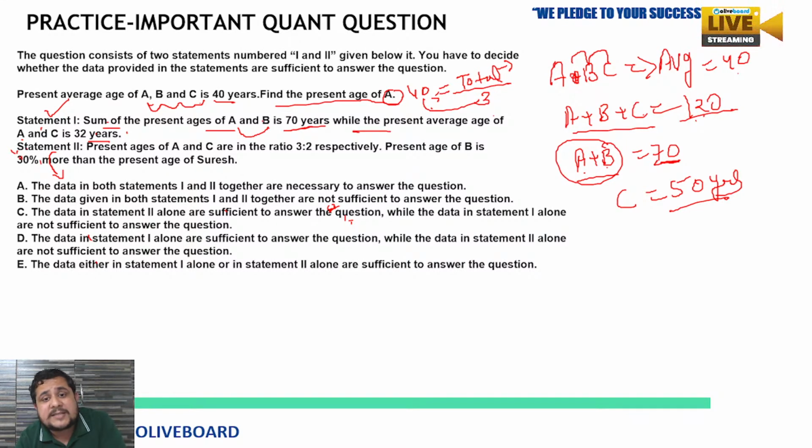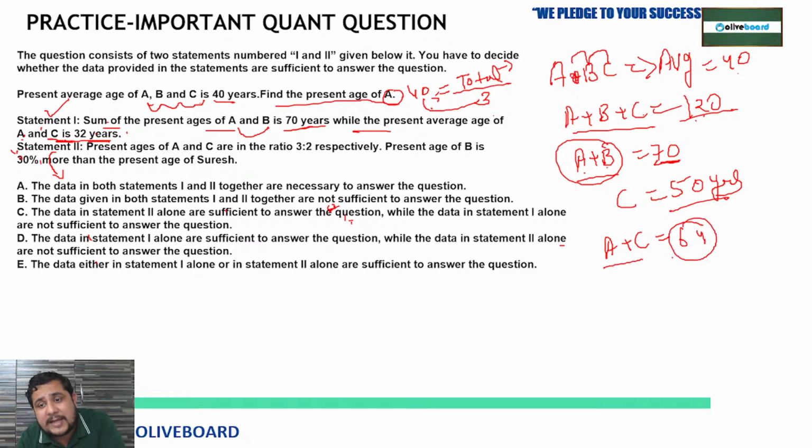Okay. While the present average age of A and C is 32 years. Now what is the second line in the first statement? The average age of A and C is 32 years. Then A plus C will be what? 32 into 2, means 64. Means the sum of A and C's ages will be 64. So what will be the age of A then? You will easily say that the age of A will be 64 minus 50, means 14 years.